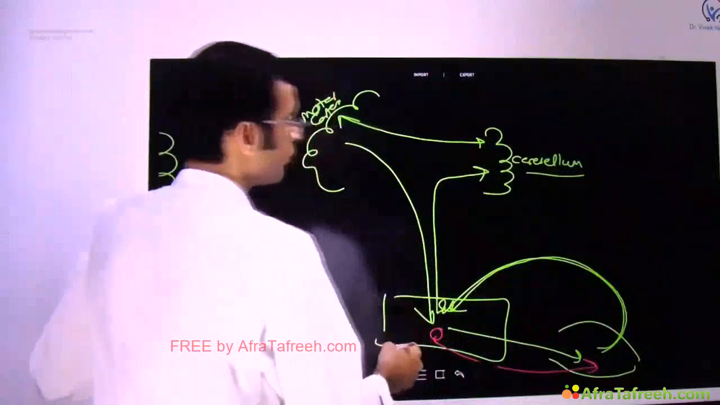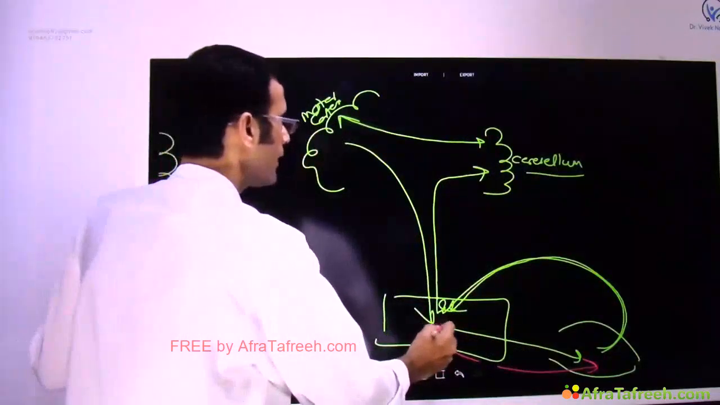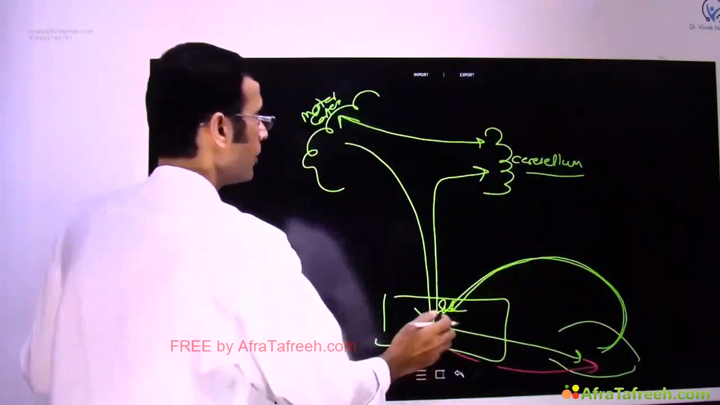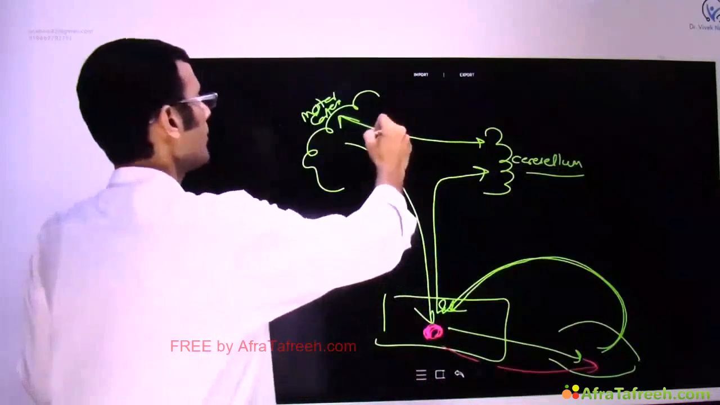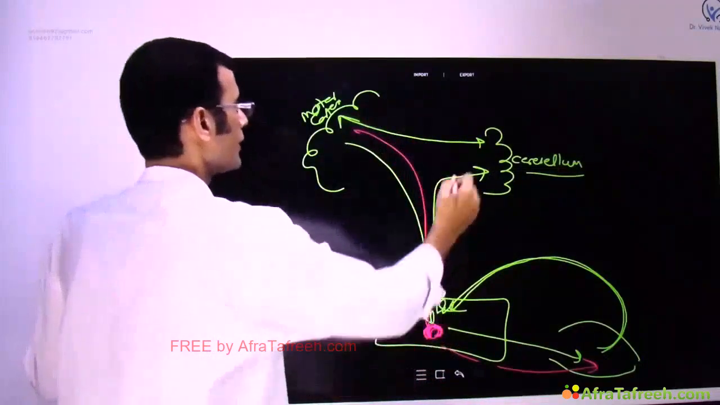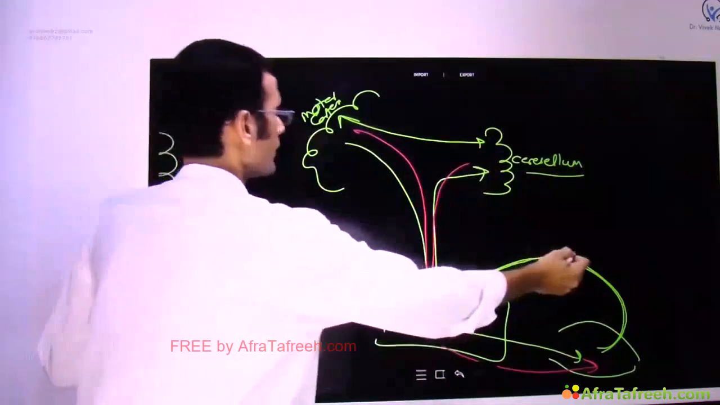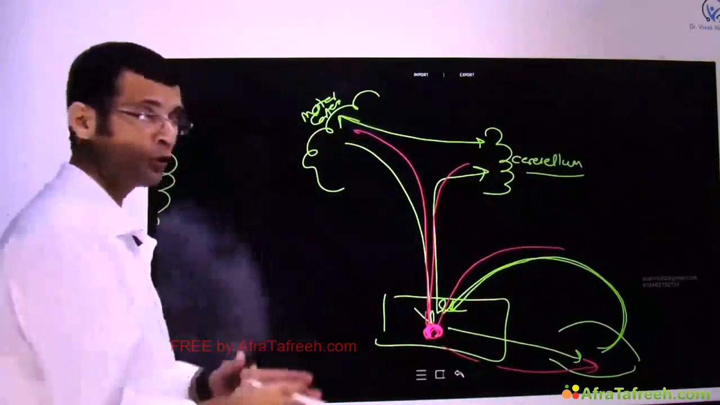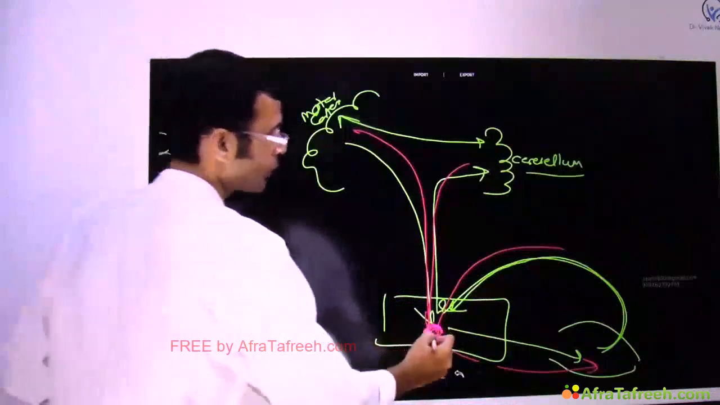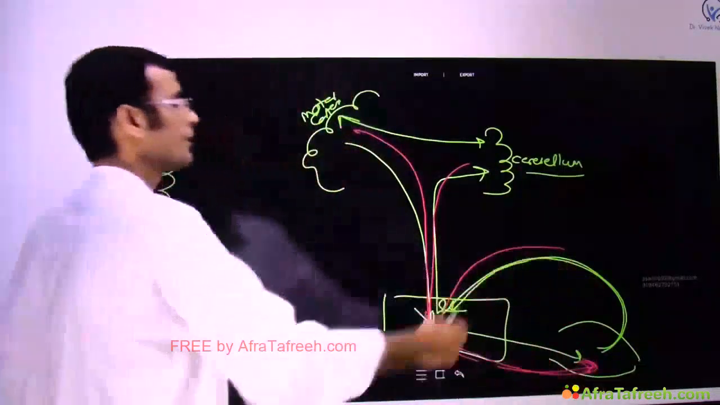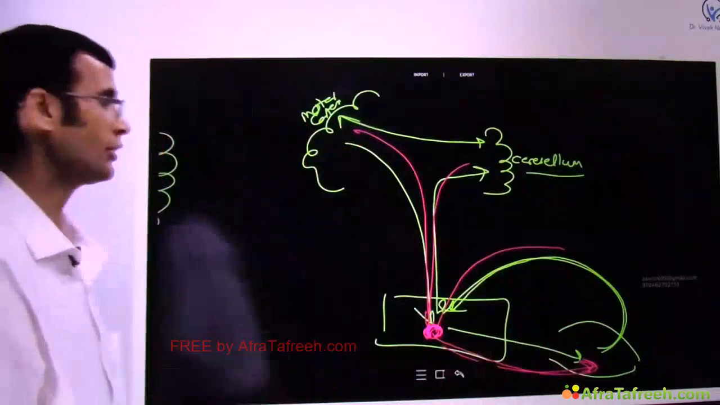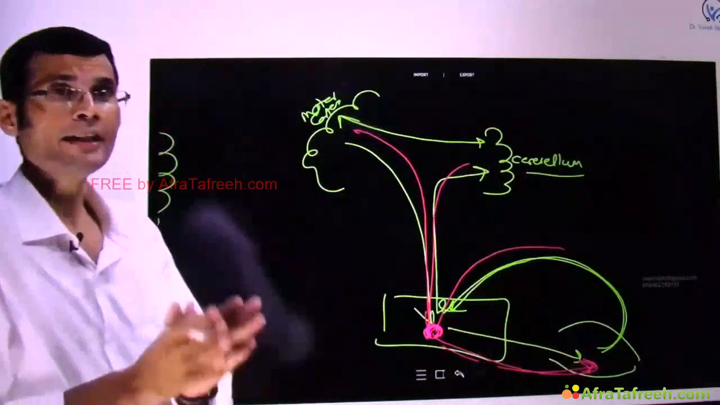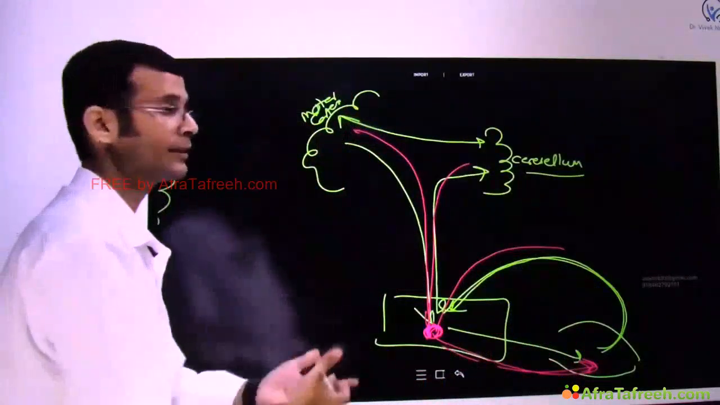Now, this anterior motor neuron receives signals from multiple sources. I mean, a signal from the cortex, a signal from the cerebellum, there is a reflex arc, and based on all this, the anterior motor neuron will finally send a signal to the muscle for contraction. What is it going to tell the muscle to perform?